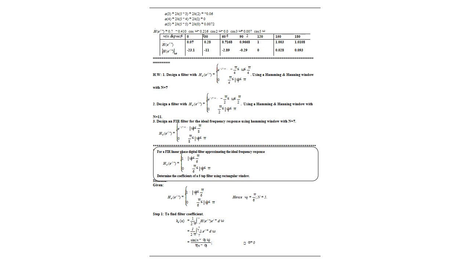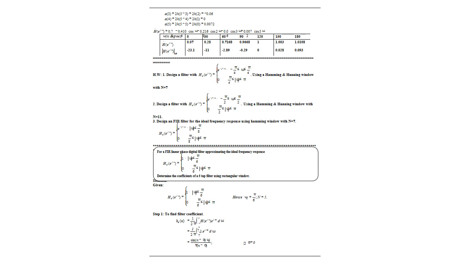Next, for a FIR linear phase digital filter approximating the ideal frequency response, the Hd of e power j omega is equal to 1 for modulus of omega less than or equal to pi by 6, and 0 for pi by 6 less than or equal to omega less than or equal to pi. So that is the Hd of e power j omega, the given value.